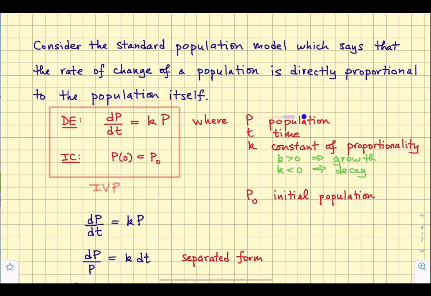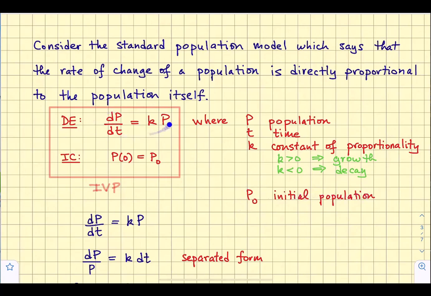So here, P is population, t is time. k is not a variable. It's a constant of proportionality. When k is positive, we'll get growth. When k is negative, we get decay. So in case you had a population that was dying off instead of growing, then that is modeled by a negative k, and then P naught is the initial population.